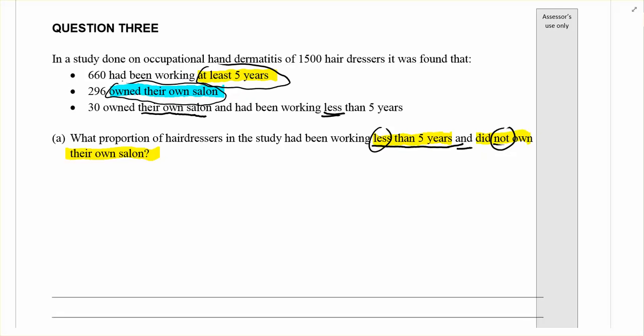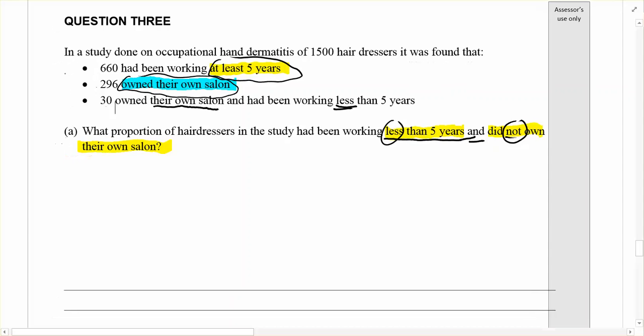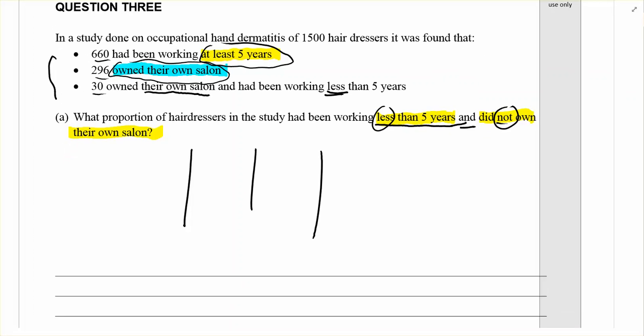And then the other diagram you sometimes have to resort to is a tree diagram. But we only need to resort to a tree diagram if some of the information in the question is conditional probabilities. Is it? No, because all of the information, all these 3 bullet points, they're all counts. So it's out of 1,500. So we don't need to go to a tree diagram. So a two-way table is going to be fine.